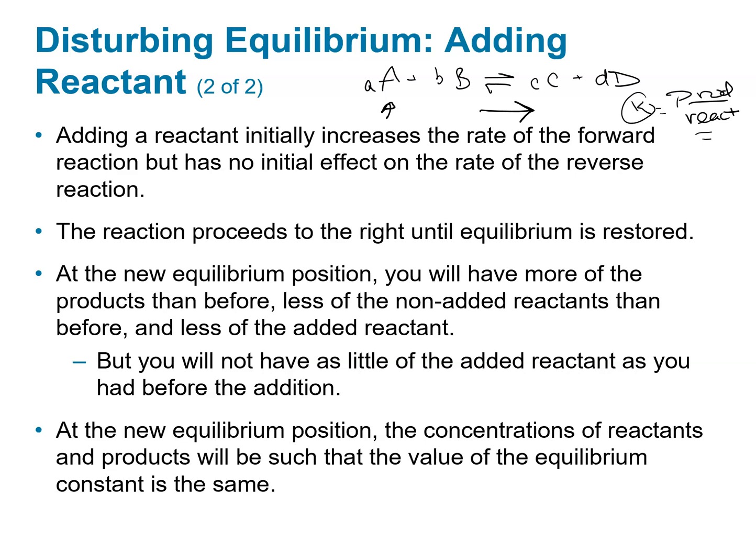Now what's important here is at this new equilibrium position, we're going to have more products than before. We're going to have different concentrations than we had before. However, K is going to be the same.